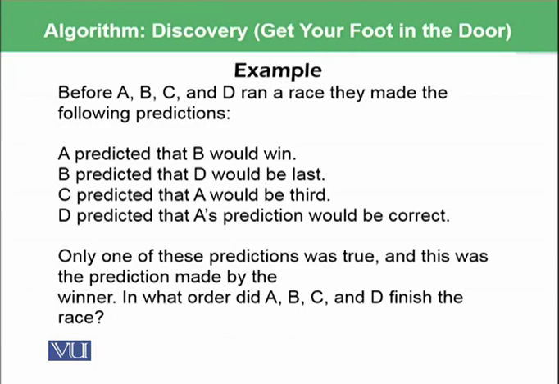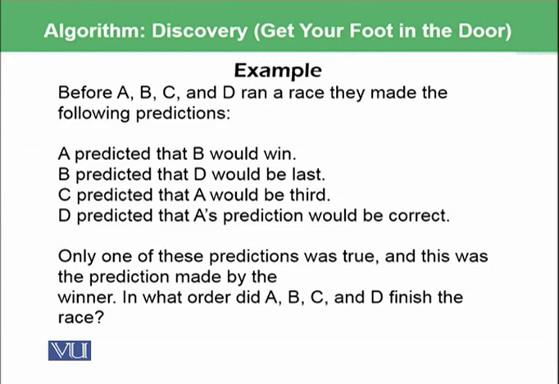So this is all of the data, this is the problem we have, and we need to identify the order in which A, B, C, D finished the race. You need to find out who came first, then second, then third, and then fourth. So this is the problem. Here you are not going to understand the whole problem at once. You are trying to put your foot in the door.